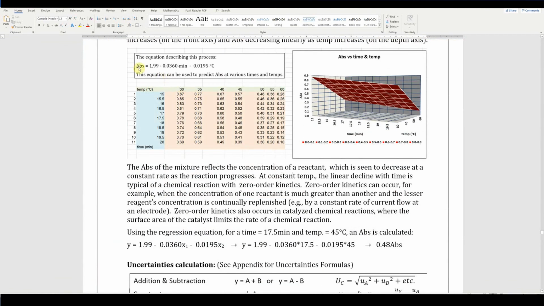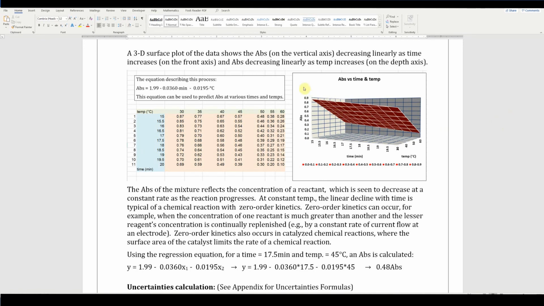So using the equation generated by Excel, I plotted an array of absorbance values. Here are the orange values in the center for various times ranging between 15 and 20 minutes, and various temperatures ranging between 30 and 60 degrees Celsius. And then I plotted them as a surface plot so we could look at it.